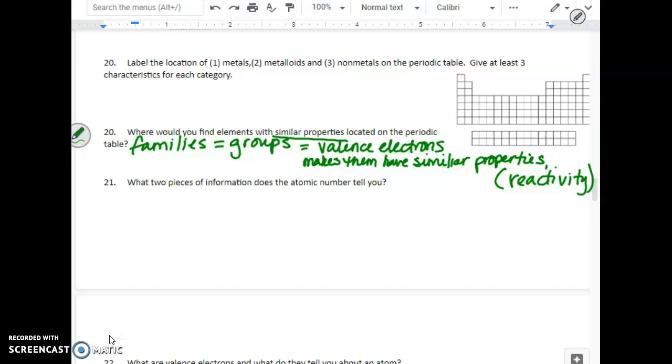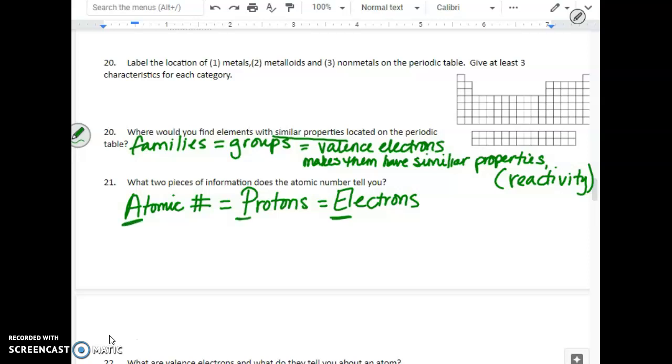Okay, number 21. What two pieces of information does the atomic number tell you? When we started chemistry, one of the first things that we taught you guys was that atomic number equals the number of protons, and it also equals the number of electrons. And so we refer to that as APE. So the atomic number tells us the number of protons and the number of electrons.